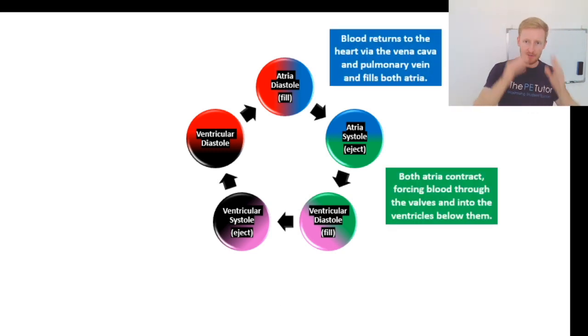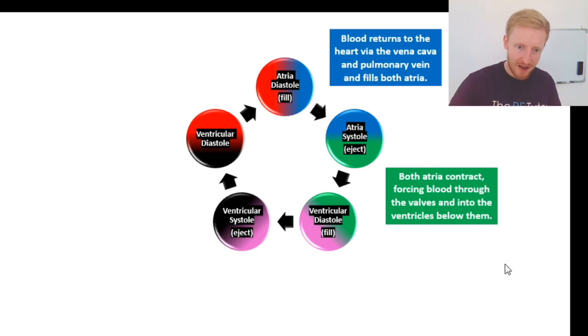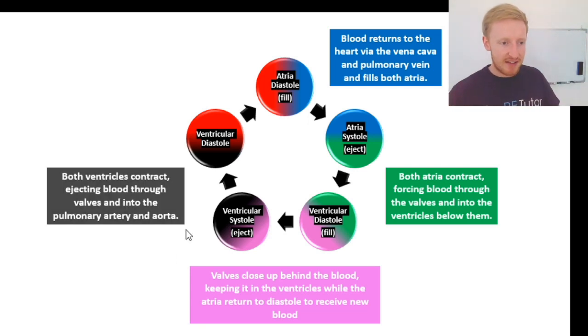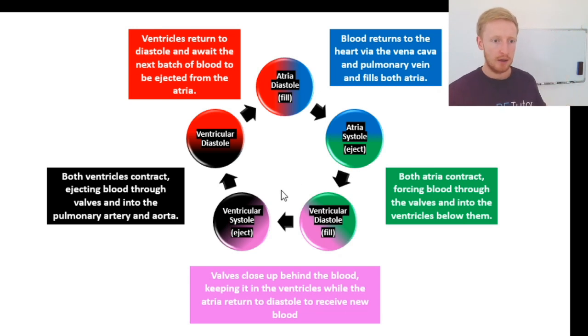So, have a little read as we talk through it. Blood returns to the heart via the vena cava and pulmonary vein, and fills both atria, diastole. Both atria then contract and force blood through the valves and into the ventricles below them, atria systole, at which point the ventricles must have been in diastole phase, filling and receiving blood. Then the ventricles enter their systole phase, their contraction phase. Bang! Blood's ejected away from the heart through the two arteries, the pulmonary artery and the aorta, while simultaneously our atria, which are currently in diastole, begin to receive a new batch of blood.